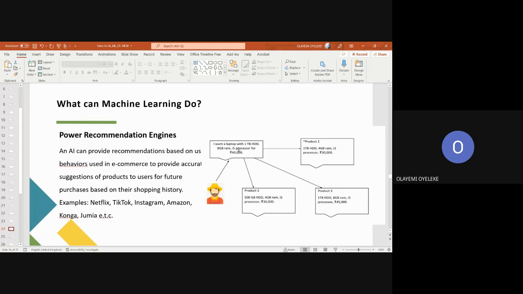Like this person said, I want to buy a laptop with 1 terabyte HDD, and immediately 3 recommendations were given to him based on what he wants to buy. So in this way, the recommendation engine optimizes customer experience, allowing customers to have different options that match their intended activity online, or their intents.